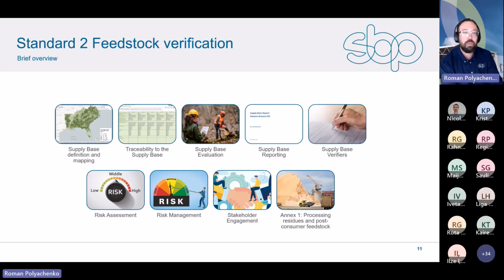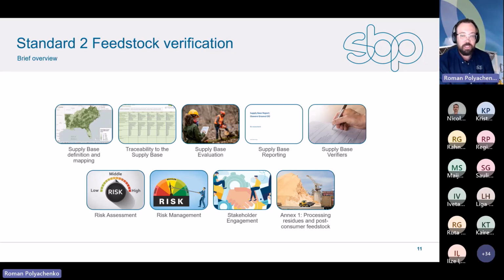So section 1 here is about supply base definition and mapping. This component requires organizations to define and map their supply base, identifying specific sources and locations of biomass feedstock. I would argue that in principle, this hasn't changed compared to version 1, except that we improved the wording. Traceability to the supply base is the second section. Organizations must implement a traceability system that tracks biomass feedstock from the supply base to the biomass producer. So it's a supply chain traceability. Then the first 2 sections are about defining the origin of the feedstock and tracing it back to the origin.